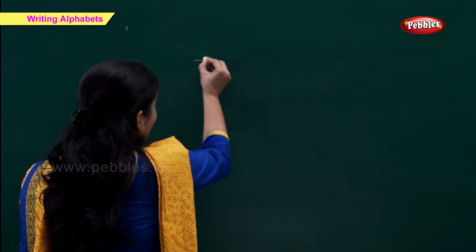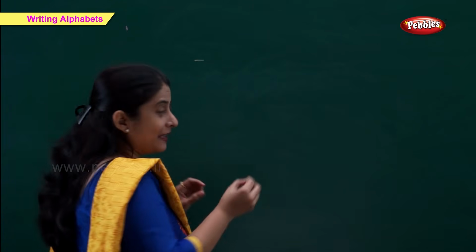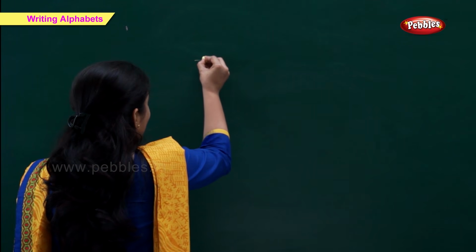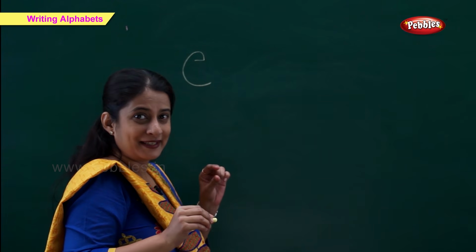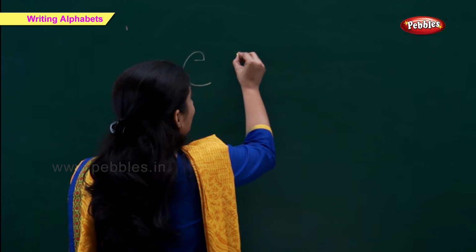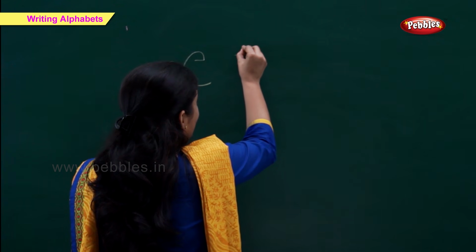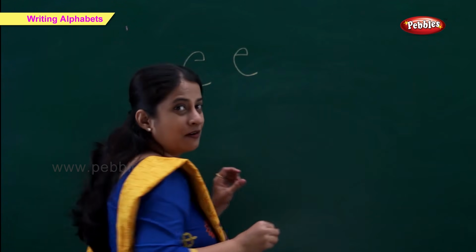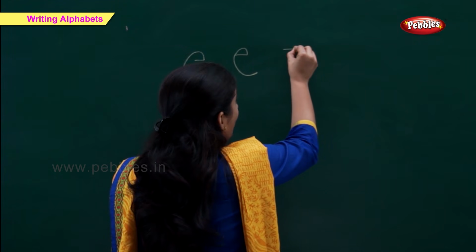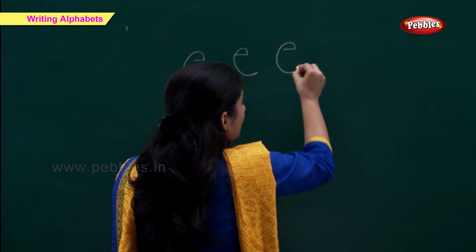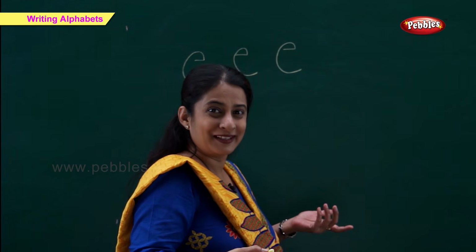Now let's write E. Small e. A small sleeping line with a curve makes E. A small sleeping line with a curve makes E. Again, a small sleeping line with a curve makes small e.